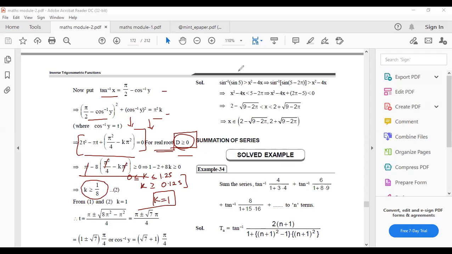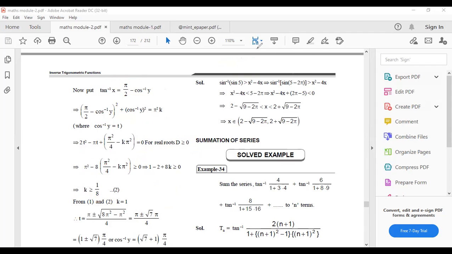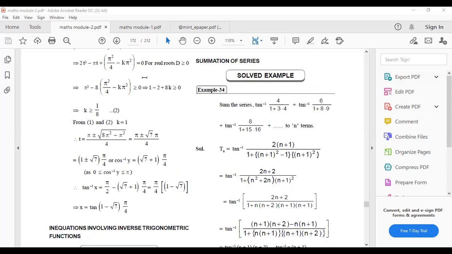Yes, from both the conditions, what did you understand? One from the perspective of the principal value branch, and the second from the perspective of the discriminant of the quadratic equation. We got two conditions for the value of k. One was from 0 to 1.25, and the second one was greater than or equal to 0.125. And k is an integral value. So the only option which is left is k equals 1. And using k equals 1 and then using the formula method, you will get the solution.